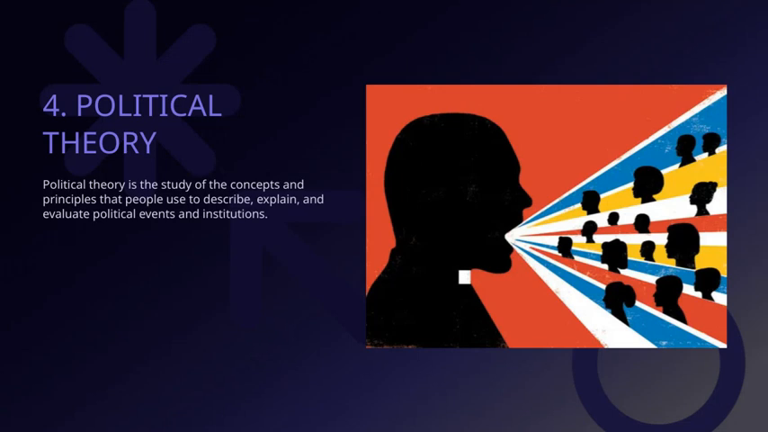Political theory is really the study of the concepts and principles that people use to describe, explain, and evaluate political events and institutions. It helps us understand the ideas behind how governments work and why they function the way they do. When we talk about political theory, we're looking at the foundational ideas that shape political life, like justice, power, authority, and liberty. These concepts are crucial because they guide the way we interpret political actions and policies. By analyzing these principles, political theory gives us a framework to assess what is fair or just in politics. Overall, it connects to the broader theme of understanding power structures and governance, helping us see beyond surface-level events to the ideas driving political change.